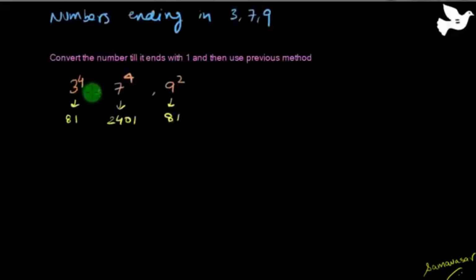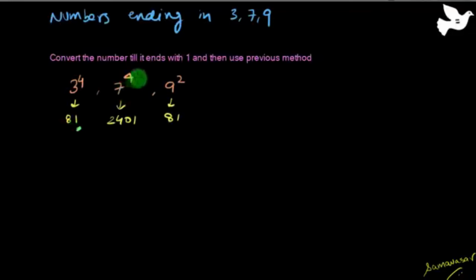Okay, now let's look at the numbers ending in 3, 7 and 9. Till now we understood the numbers ending with 1. So numbers ending in 1 was very simple. In this case, all you need to do is to convert this 3, 7 and 9 into a number ending in 1. So what I mean is, first you need to know that 3 raised to the power 4 is 81. So if you have any power of 3, that can be expressed as some power of 81 maybe, in which case 81 will end in 1.